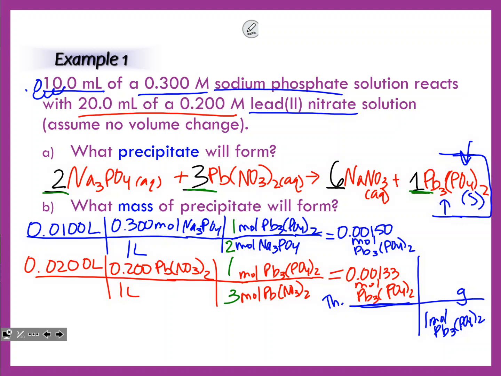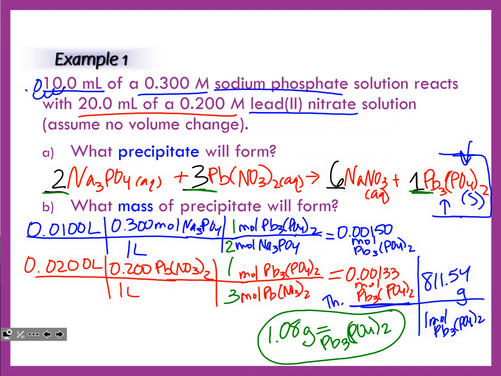So let's multiply that by 3. 207.2 times 3 plus 2 times 31 plus 8 times 16 for the oxygen. So I'm getting 811.54 grams. Pretty heavy stuff. We multiply that out and we end up with 1.08 grams Pb3(PO4)2.